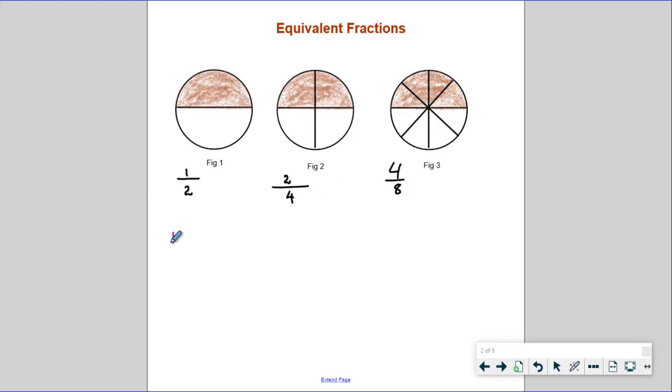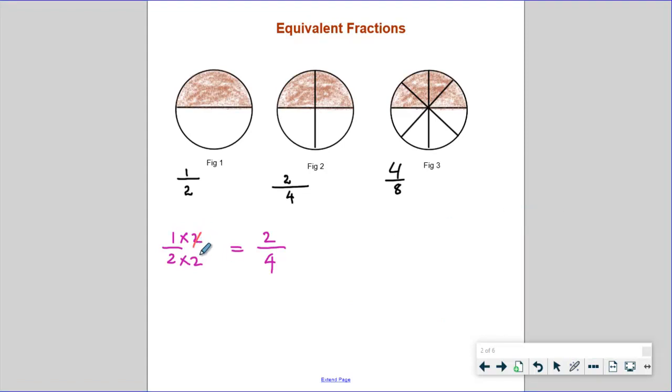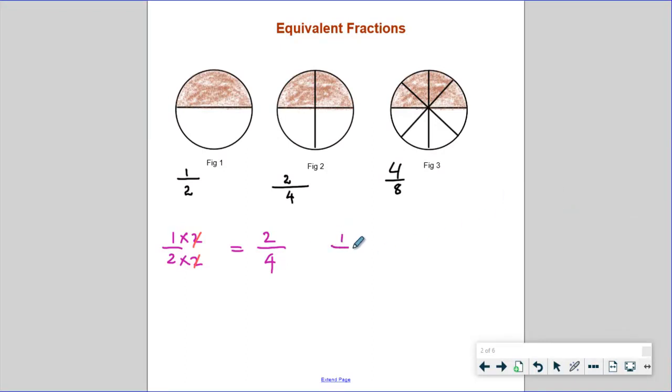If you take the first fraction, it is 1 by 2. The second is 2 by 4. If you multiply the numerator and denominator by 2, then you get 2 by 4. We multiplied both numerator and denominator with the same number, and multiplying with the same number will not change the value. So 1 by 2 and 2 by 4 both are equal. This 1 by 2 and 2 by 4 are called equivalent fractions.